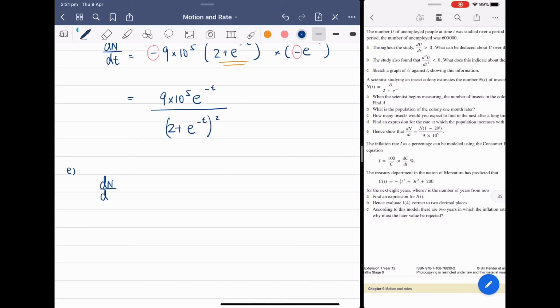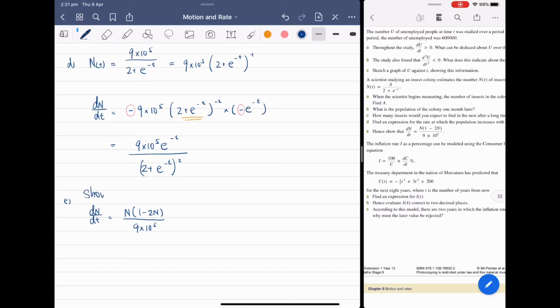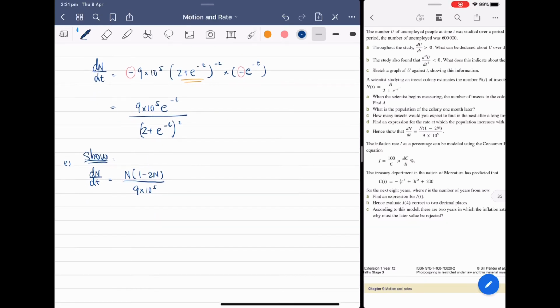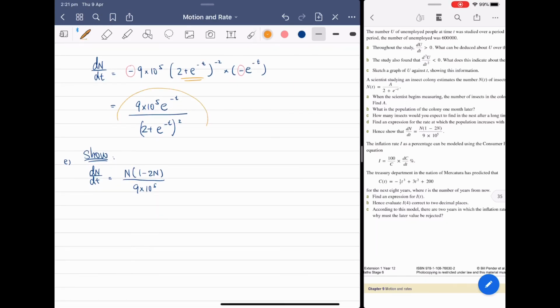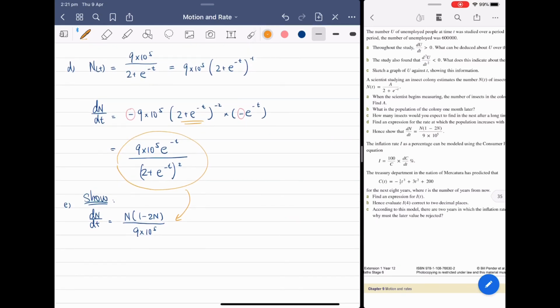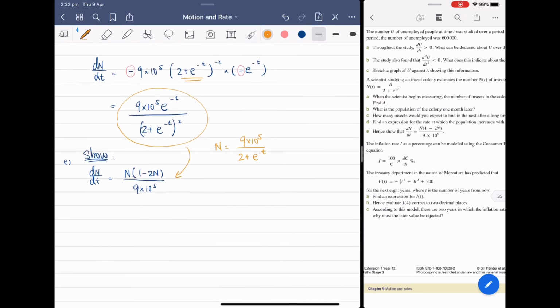dn over dt is equal to n, minus 2n over 9 times 10 to the power 5. Right, so this is what we need to show. And this is the previous answer we get. So we need to show the previous answer is now equal to this answer here, but in terms of n. Now, what's n equal to? N is equal to 9 times 10 to the power 5 over 2 plus e to the power minus t. Alright, that's what n is. So what do we do here?